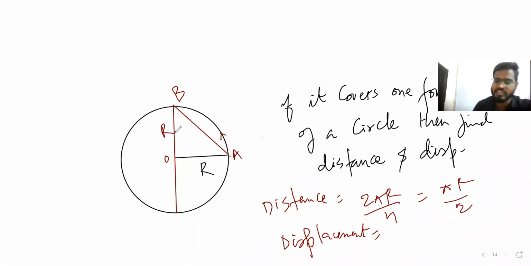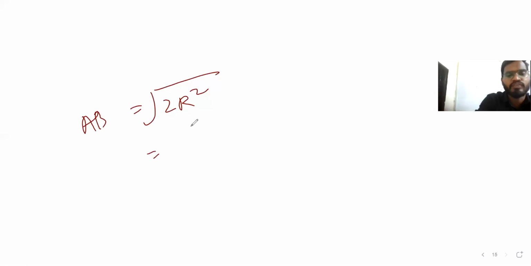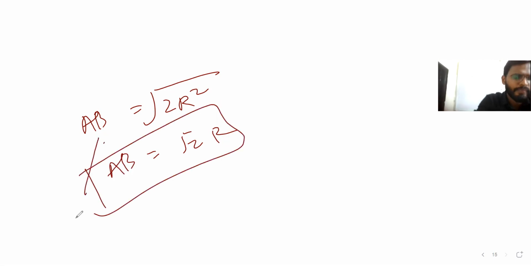So this is r, this is r. Both are r. If you want to find this, this is the hypotenuse. So we can say AB square is going to be r square plus r square. Then AB, the hypotenuse, is root under of r square plus r square, which is root of 2r square. So root 2 r is the displacement. That is how we can find distance and displacement.